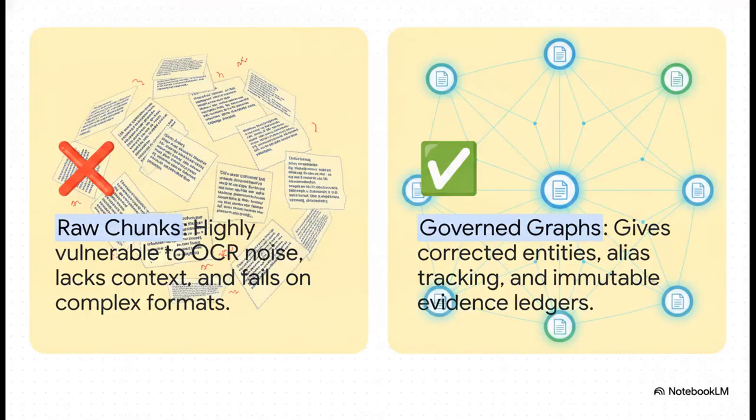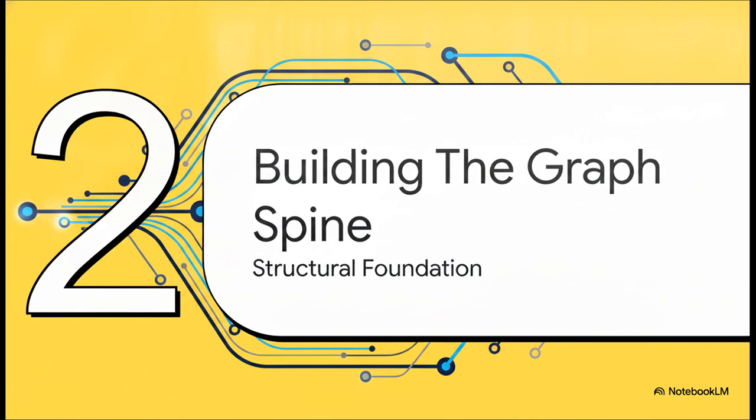So this demands a massive paradigm shift. We absolutely must abandon chaotic, unstructured raw chunks that are completely blind to context and highly vulnerable to noise. The solution here is the clean, secure architecture of a governed graph. We're talking about corrected entities, exact page anchors, and immutable evidence ledgers. Moving right along to Section 2, building the graph spine, where we extract the structural foundation.